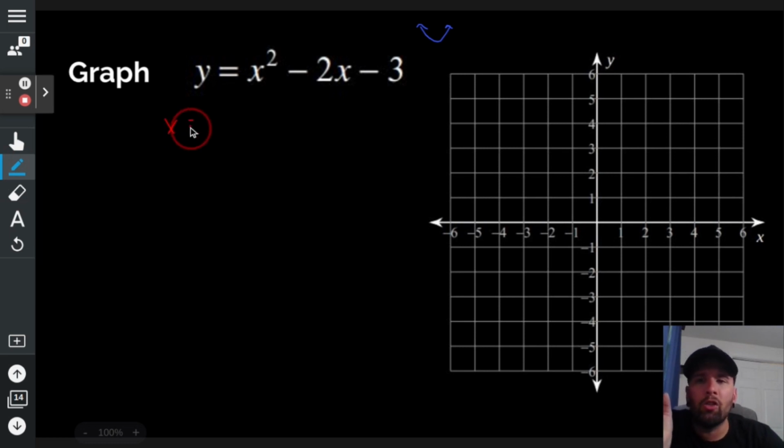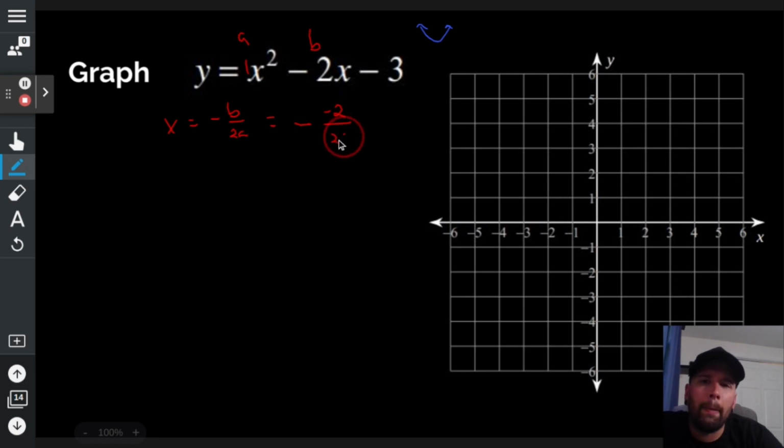Again, the vertex is going to be negative b over 2a. In this case, b is negative 2, a is invisible 1. So the vertex is going to be negative negative 2 over 2 times 1. Okay, doing a little bit of quick math.